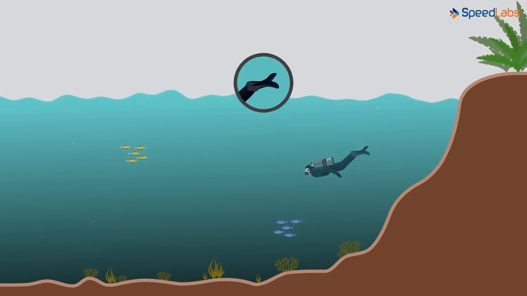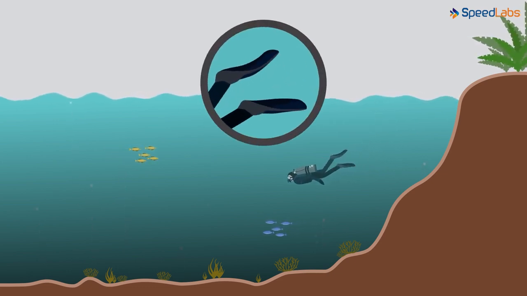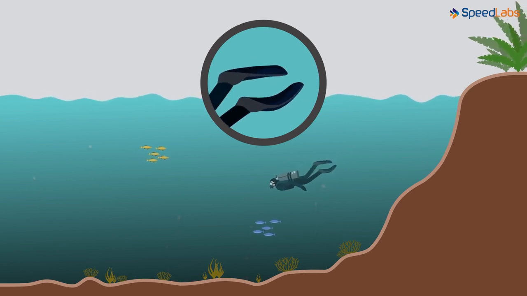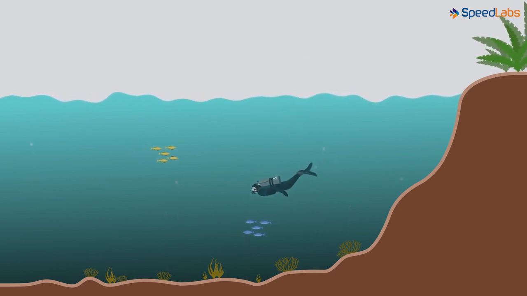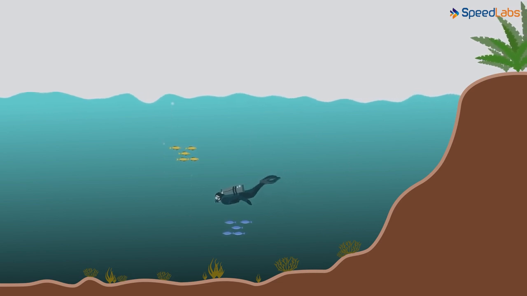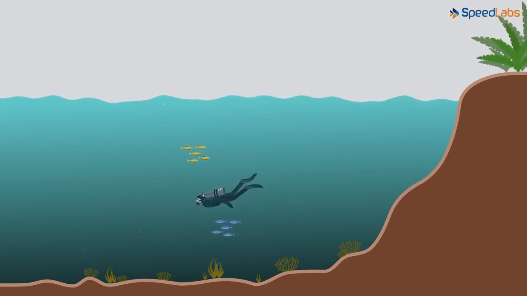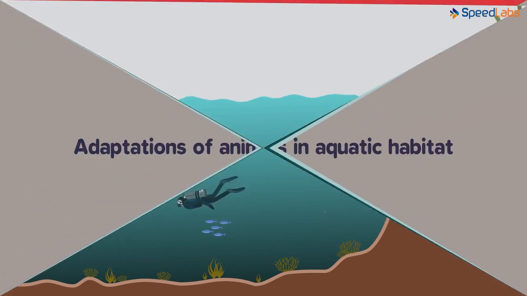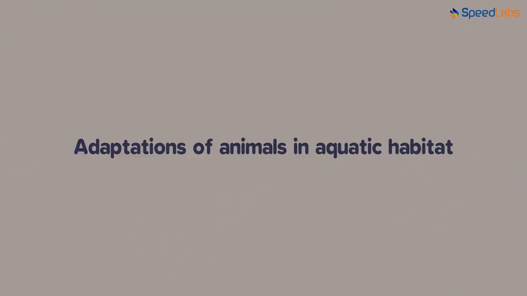Professional divers use flippers or swim fins so that they can efficiently move their feet while swimming. All the equipment is carried externally by swimmers. However, aquatic animals possess these in the form of adaptations. Let us have a look at the various adaptations seen in aquatic animals.